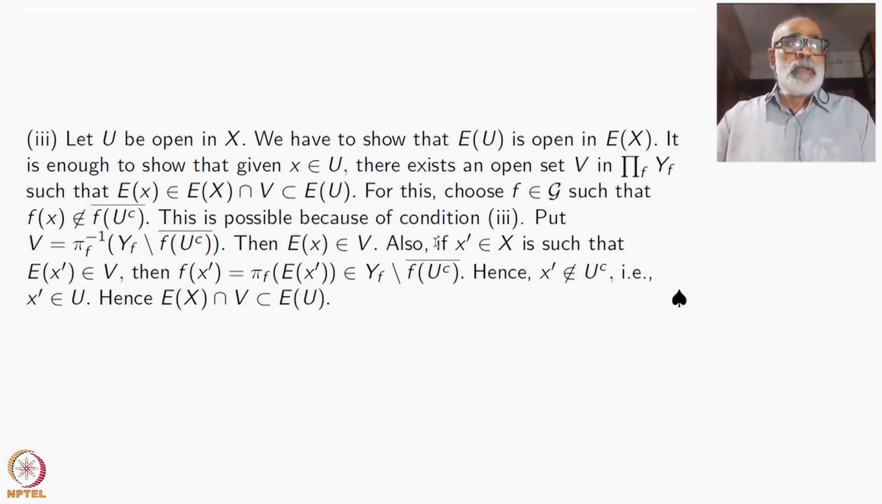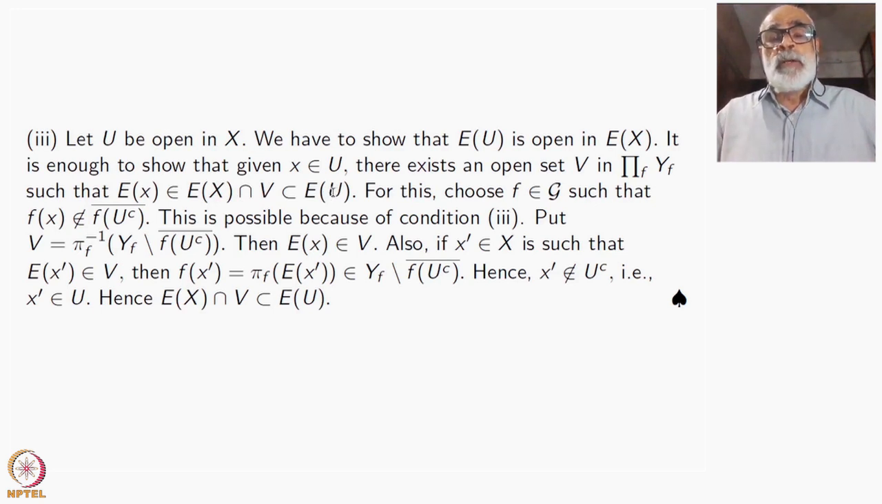So how does one show that something is an open subset in the subspace? Only if you have an open subset of the whole space and then you intersect it with the subspace E(X), right? So we have to show that E(U) is open in E(X). It is enough to show that, given any point x inside U, there exists an open set V in the whole product space, namely the product of Y_f, f ranging inside capital G, such that E(x) belongs to V, and E(X) intersection V is contained inside E(U).